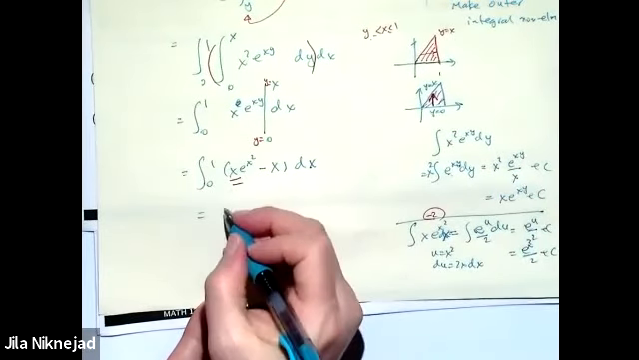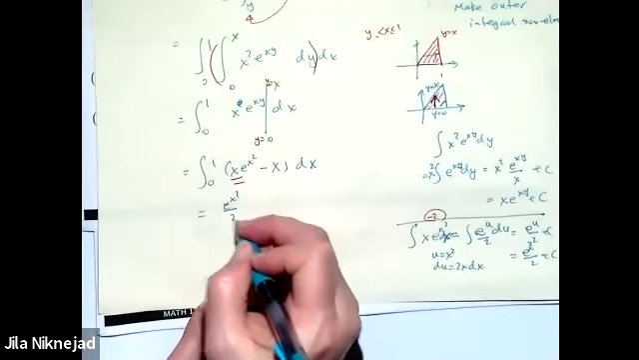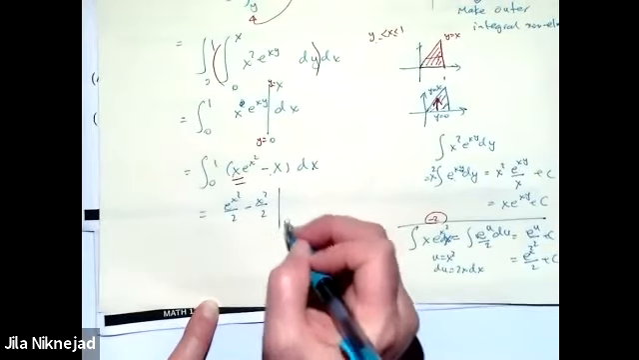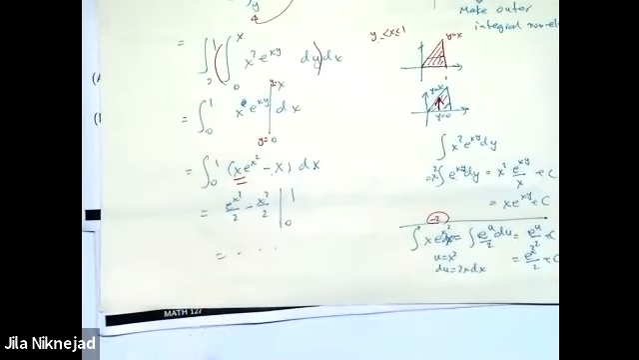So the first part is e to the power x squared divided by 2. The second part is just x squared divided by 2, from 0 to 1. And you find the answer.